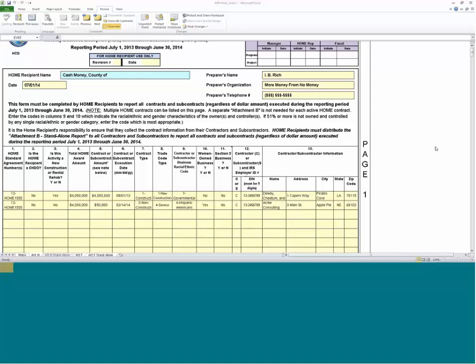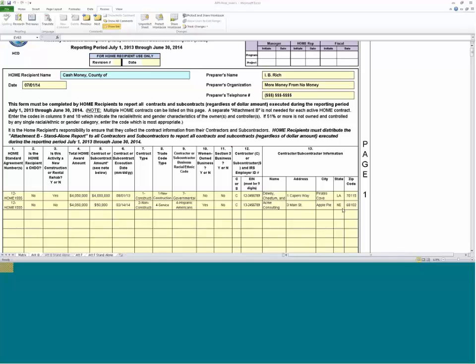This form must be completed by our HOME recipients to report all contracts and subcontracts, keywords here, regardless of the dollar amount, executed during the reporting period of July 1, 2013 to June 30, 2014. Two key elements there: regardless of the dollar amount, and executed contracts between July 1, 2013 through June 30, 2014. Please remember that to be the case because it will instruct you what you need to do from there.